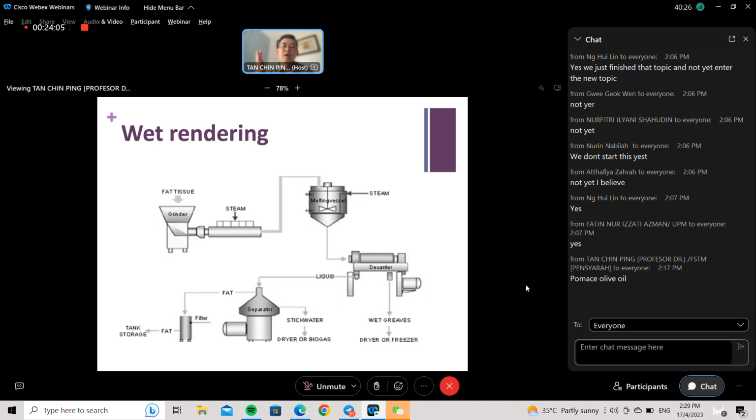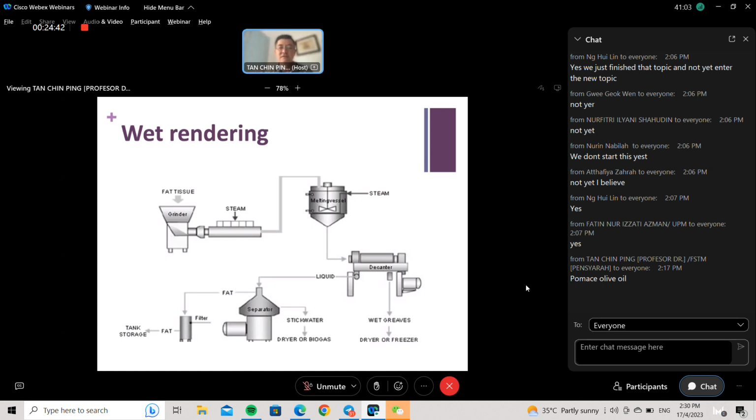While for wet rendering, industry is interested in the liquid portions. The liquid has the valuable fat in it, so they are going to centrifuge again using a separator. Separator and decanter are actually a similar principle. They are both centrifuges. It's just that a separator is a vertical centrifuge, which I already mentioned before. While decanter, did I mention this before? I don't think so, yeah. It is the other group. Another one is a decanter.